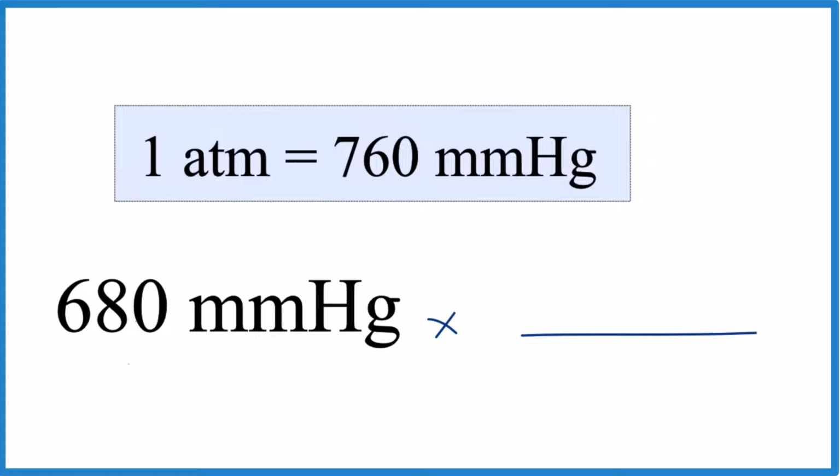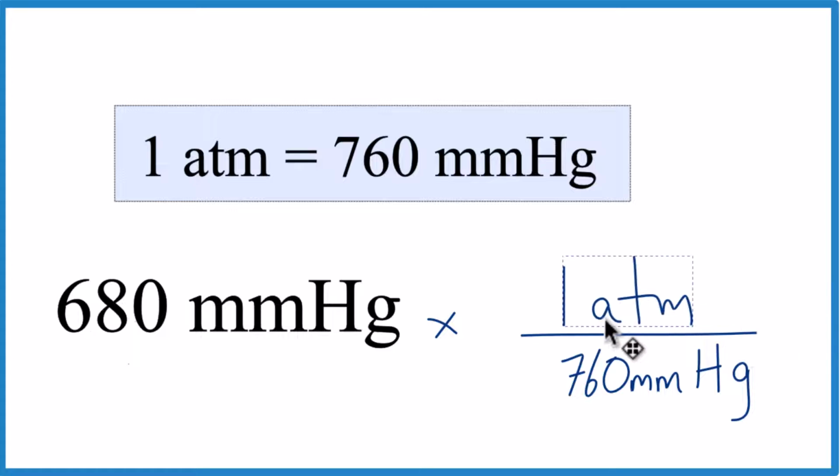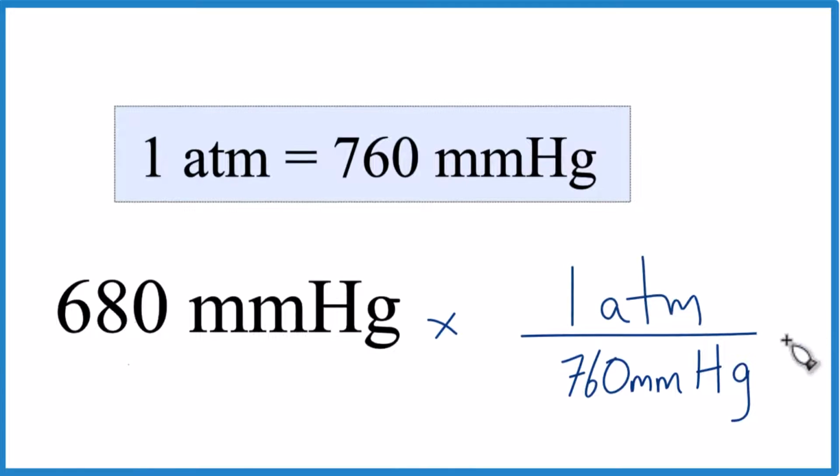We want millimeters of mercury to cancel out, so we're going to put the millimeters of mercury on the bottom. That means the atmosphere, which is what we're looking for, goes on the top. So here's our conversion factor. Now when we do the math, millimeters of mercury on the top and bottom cancels out, leaves us with atmospheres. That's what we want.